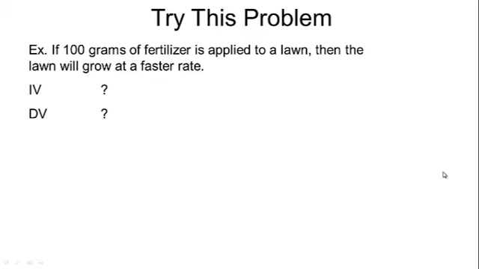All right, let's try this. Remember that a hypothesis is written: if independent variable, then dependent variable. So if 100 grams of fertilizer is applied to a lawn, if you guessed that the independent variable would be the amount of fertilizer, then you're correct. The amount of fertilizer is what you as the scientist would change or manipulate. The dependent variable would be how fast the lawn grows, the rate of lawn growth. In the next screencast, we're going to talk about data and different ways that you might measure the growth of plants, for instance. But this is a simple example for you to go through.